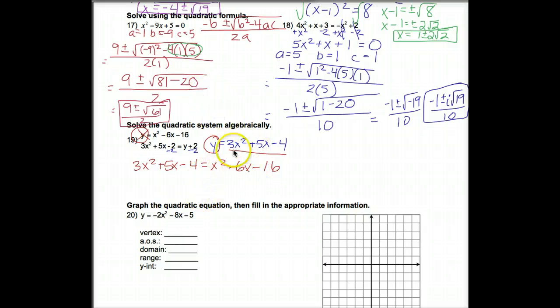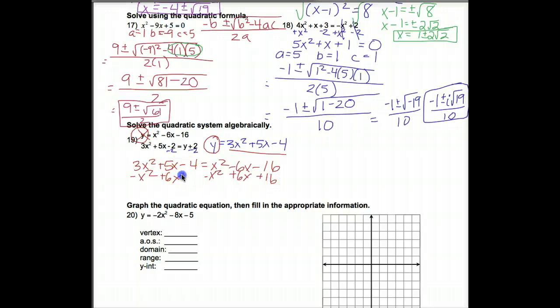Now I'm going to solve this quadratic. So I'm going to get it all to one side. So I'm going to move this over so that it's equal to 0, so I can see what I'm looking at. That gives me 2x squared plus 11x plus 12. So you have a choice here. This is a quadratic. You can solve it however you want, at least any method that will work.